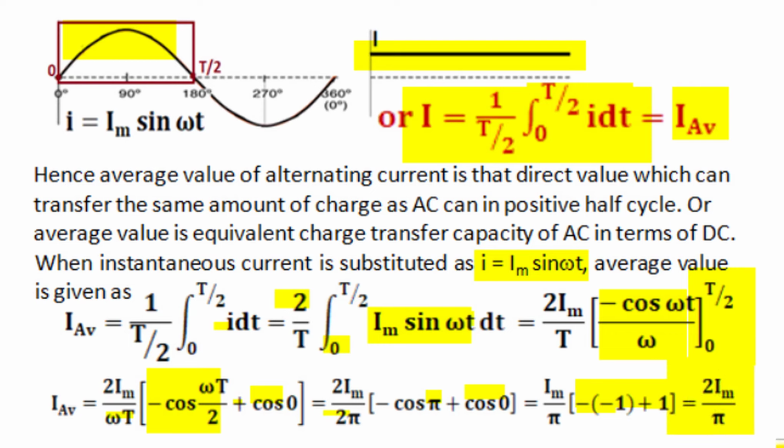So this 2Im by π is that DC value which transfers the same amount of charge which alternating current would transfer in the positive half cycle.